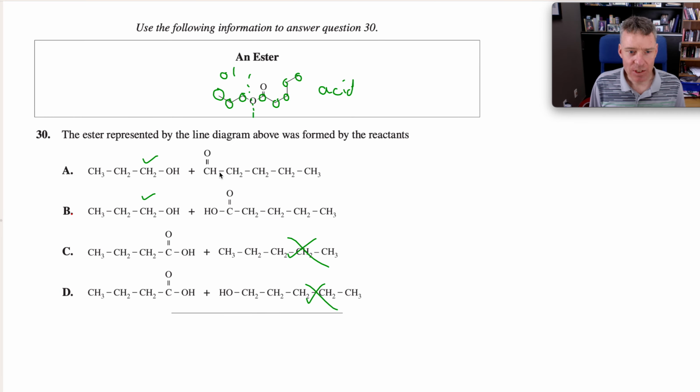This almost looks like an acid, but it's not. It's missing the hydroxyl group. Here we've got all we need for the carboxylic acid. 1, 2, 3, 4, 5. That works. So that one is B.